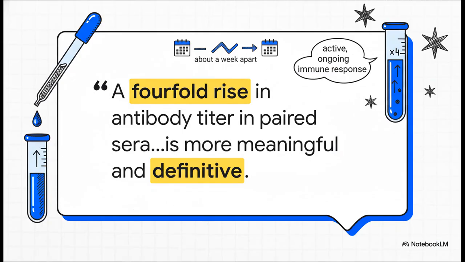But really, the absolute best, most reliable way to use the Widal test is this. You need to show a 4-fold or greater rise in the antibody titer between 2 separate blood samples taken about a week apart. That's the real proof of an active, ongoing immune response, not just some old baseline antibodies hanging around.